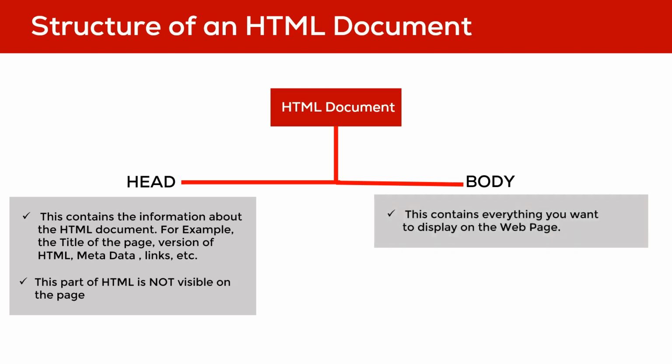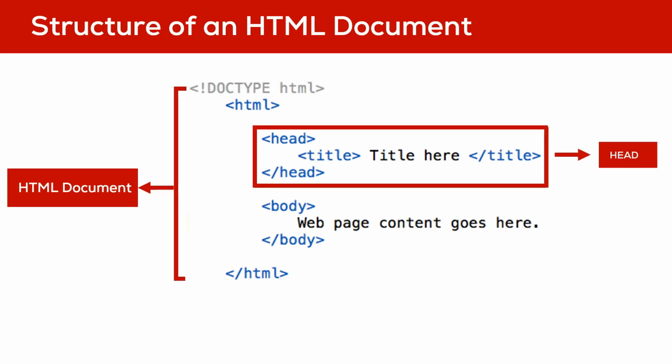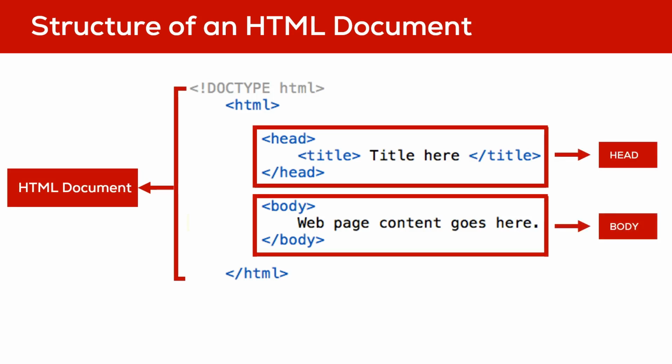Then the main part is the body. The body contains everything you want to display on the web page. All the elements that you are going to see, the images, the content, the headings, everything you want to see on the web page is rendered or is put in this part of the HTML document. So the HTML document looks like this. It consists of the head and the body as we saw from above.